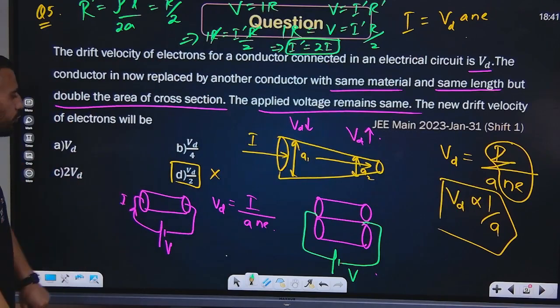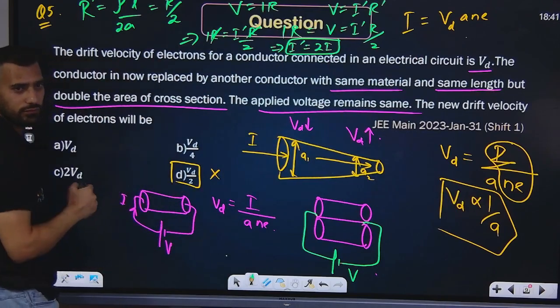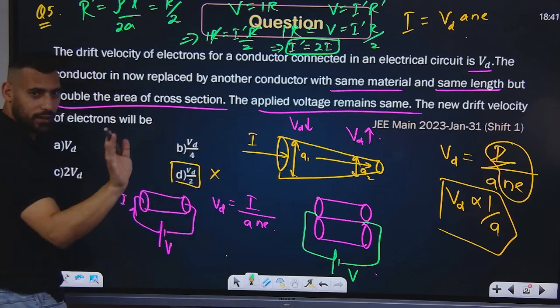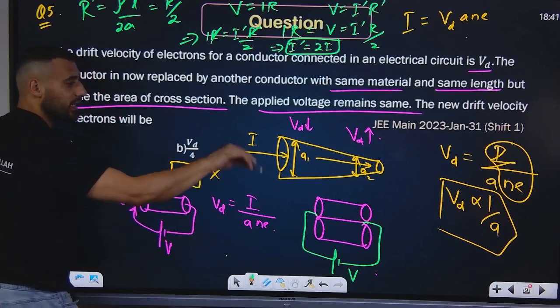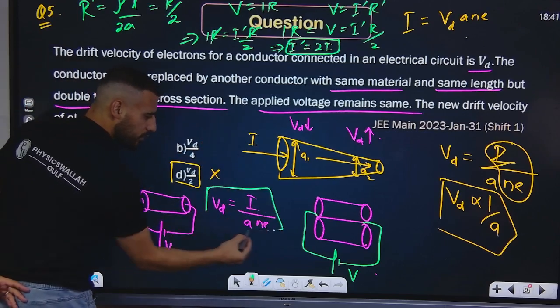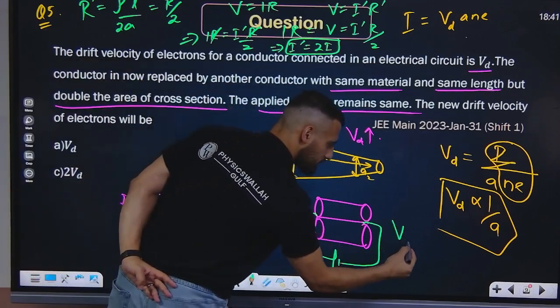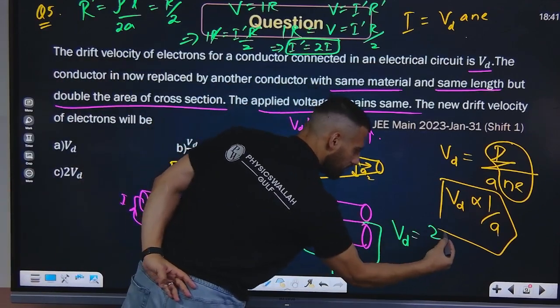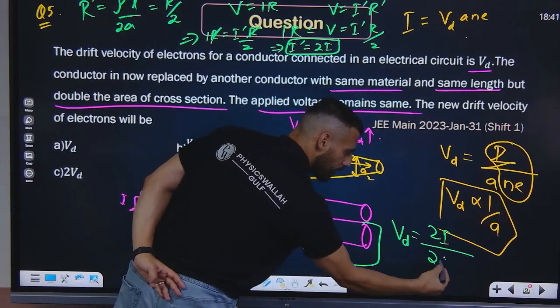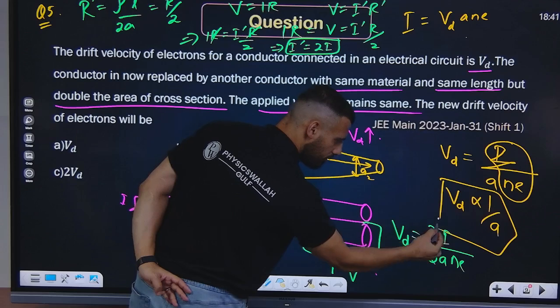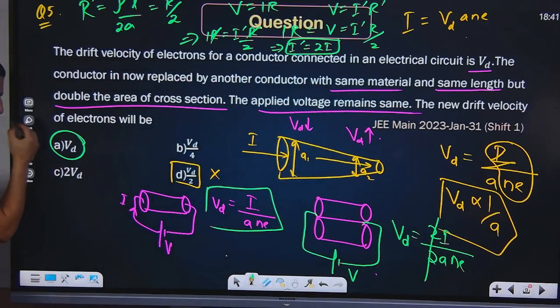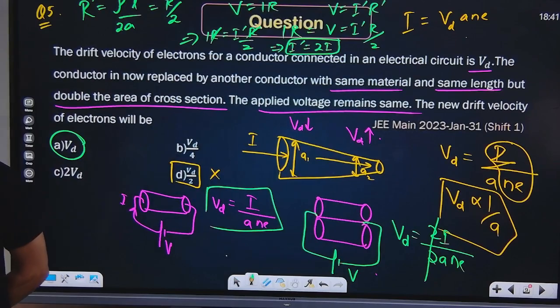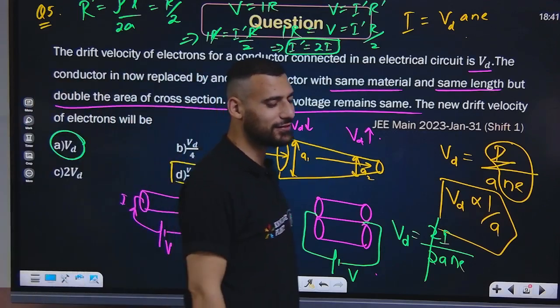So what do you have to do? Think about this equation now. In this equation, Vd is equal to I by nAe. That is true. Is the current constant? No. Now let's apply it in the second case. Current is doubled, area is doubled, n and e are the same. So what is it? The drift velocity is the same, it doesn't change.